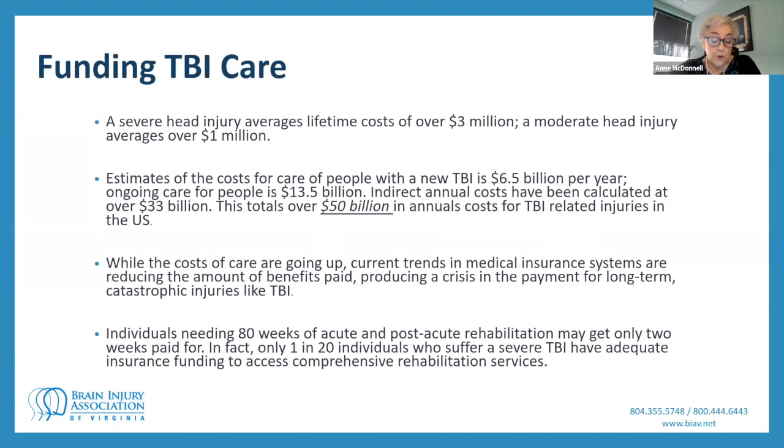When I first started practicing as an occupational therapist, we'd have patients in rehab. They'd already been through acute care, and they might have been in acute care 4 to 6 weeks. Then they'd come to rehab and they'd stay 2 or 3 months. And now people are lucky to get 2 weeks of rehab paid for. And only 1 in 20 people who sustain a severe brain injury have adequate insurance funding to access comprehensive rehabilitation services.